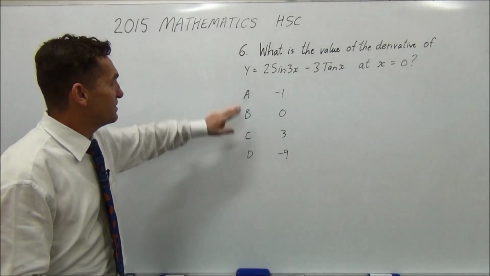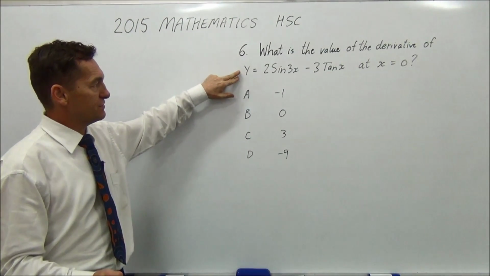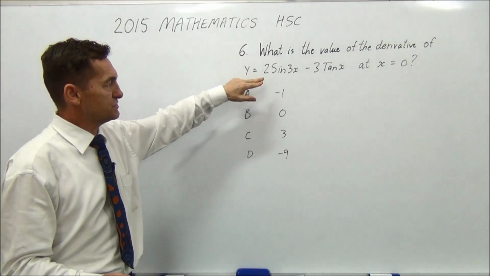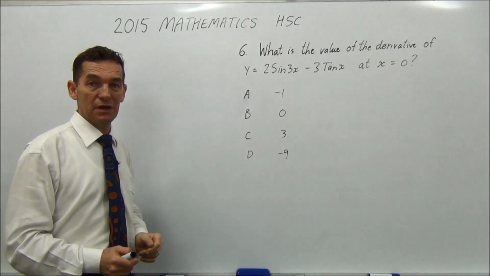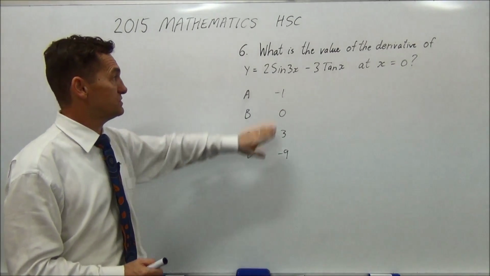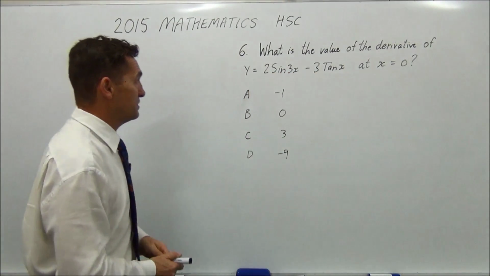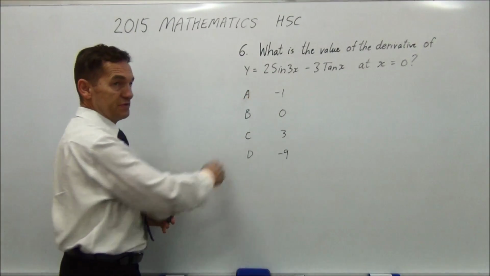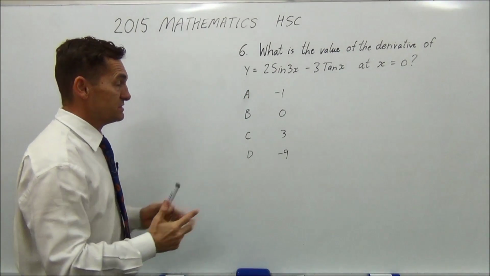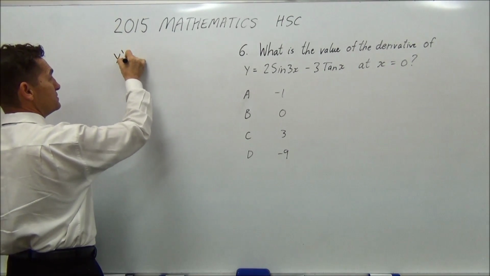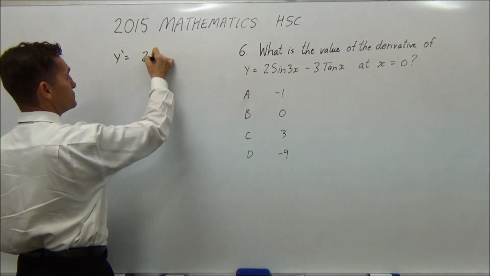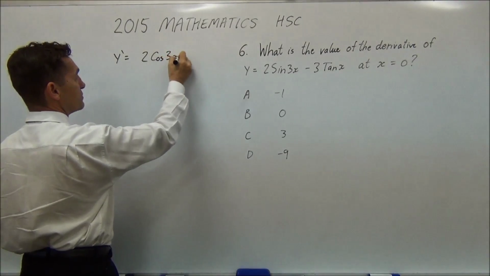Question 6. What is the value of the derivative of y equals 2 sine 3x minus 3 tan x? Should be pretty straightforward. Just do 2 derivatives, one at a time. What's the derivative of sine x? You should know it. It's cos x. You can look it up on your formula sheet. So y dash equals 2 cos 3x.